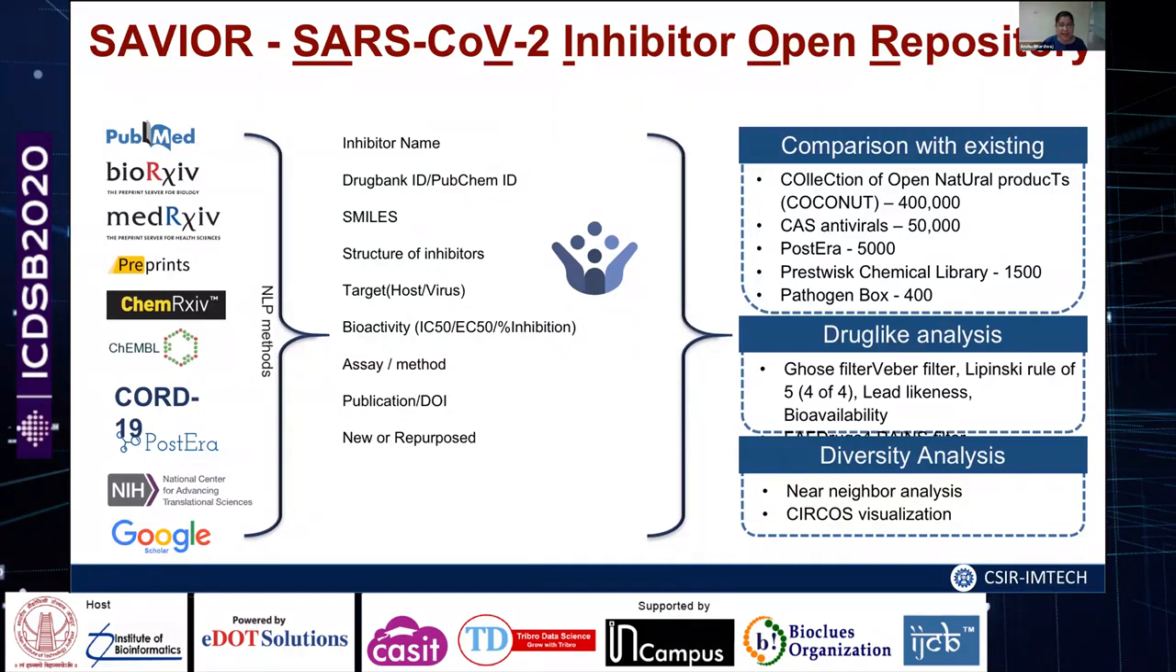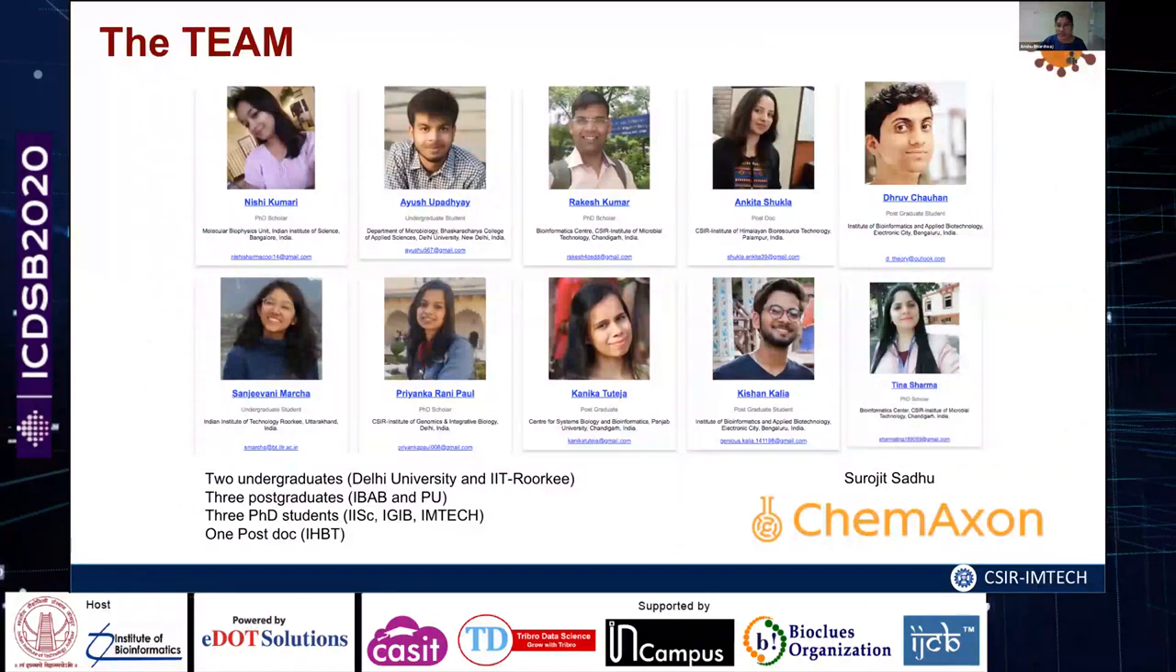And this, again, I'm not going to read this. This is our response to the pandemic. We cannot just not contribute to what's going on with COVID-19. So we realized that there was a huge problem because everybody is reporting inhibitors of COVID-19, but nobody knows what chemical space we are looking at. So we came together and developed this open repository. It is accessible online, and this is an entire team that came together to build it.